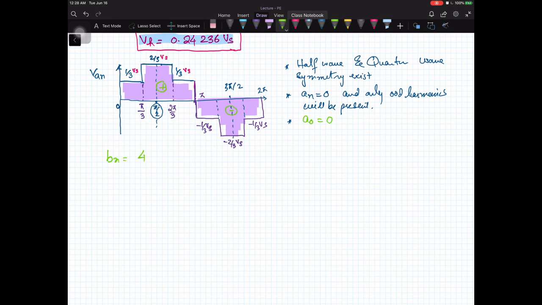So BN will be equal to 4 by pi, from first of all, 0 to pi by 3. In that interval, our function is 1 by 3 into VS, into sine of n omega t, integrating with respect to d omega t.